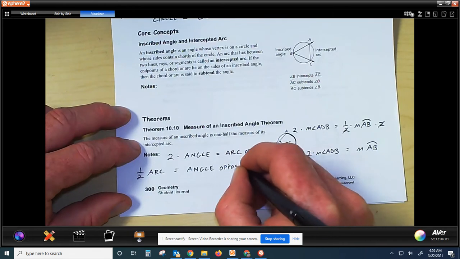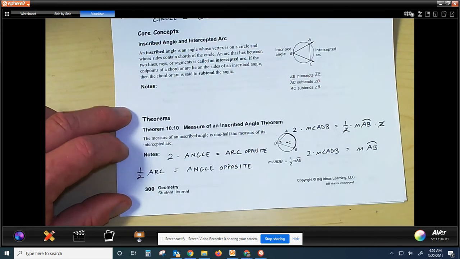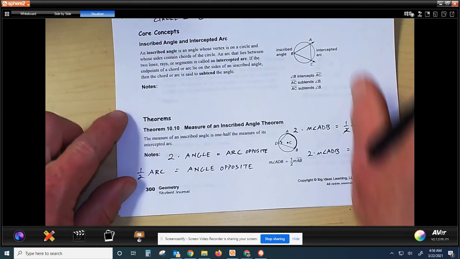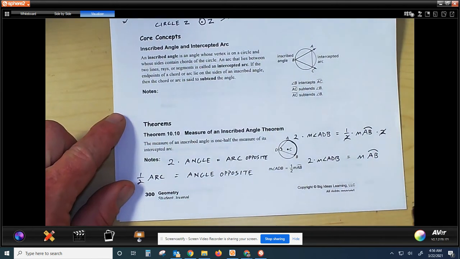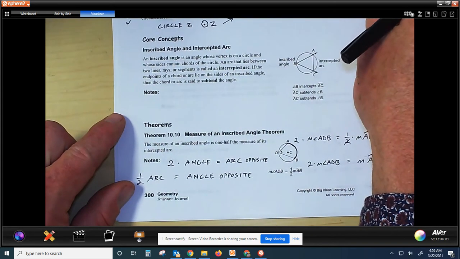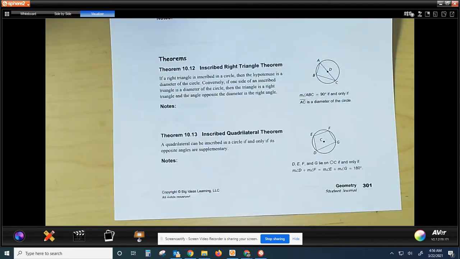We're going to need some math examples to go with that. They are coming. 2 times the angle gives you the arc. 1/2 of the arc gives you the angle. And we're thinking about going opposite sides of the circle. Okay. Boy, let that soak in for a second. We're going to see it in math, though. I'm going to my second page.